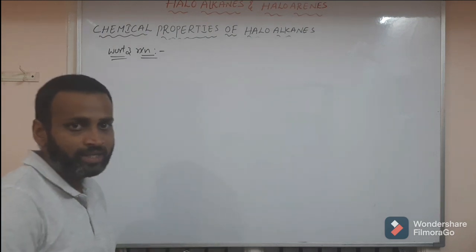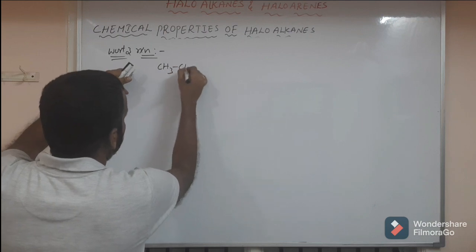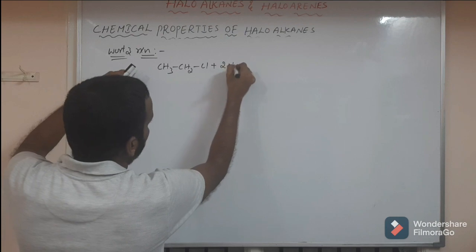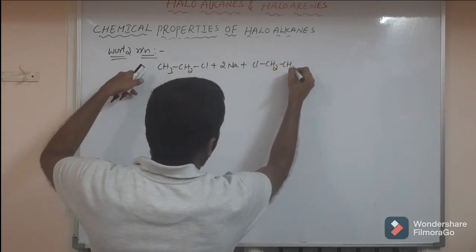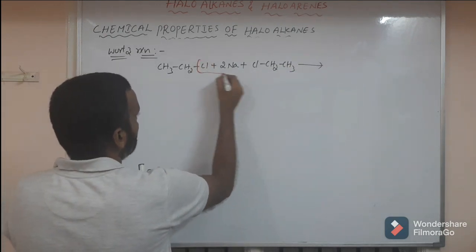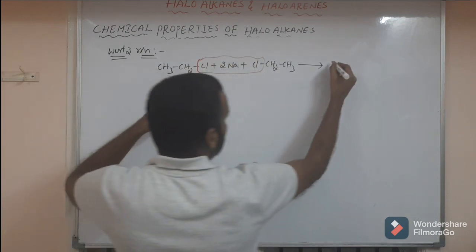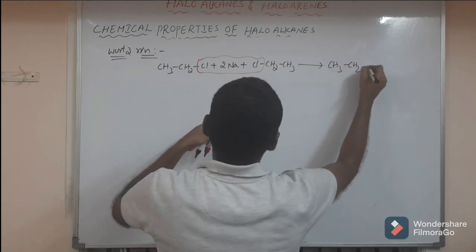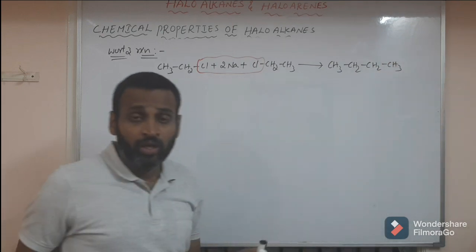Okay, and the Fittig reaction, the differences I will give you. Wurtz reaction means alkyl halide, CH3CH2X. Suppose CH3CH2Cl reacts with Na and ClCH2CH3. This is called the Wurtz reaction. What happens here? NaCl will go. Then you will have CH3CH2CH2CH3.